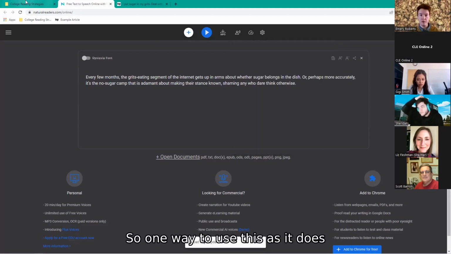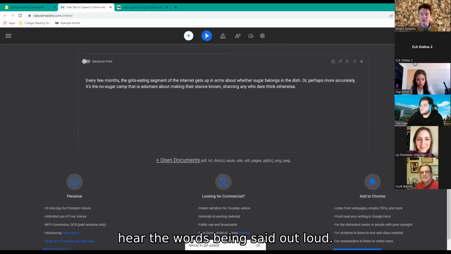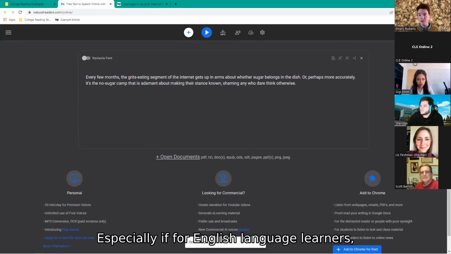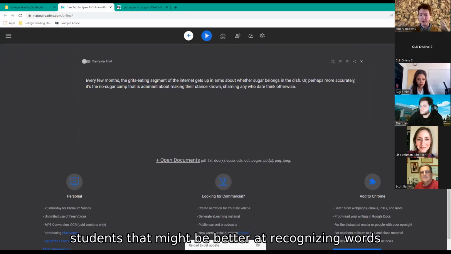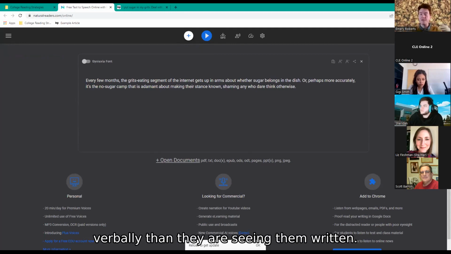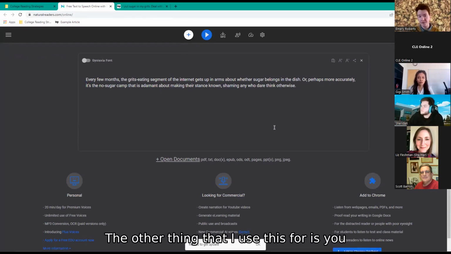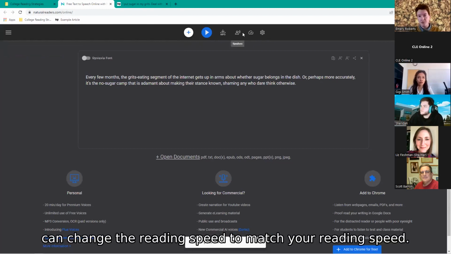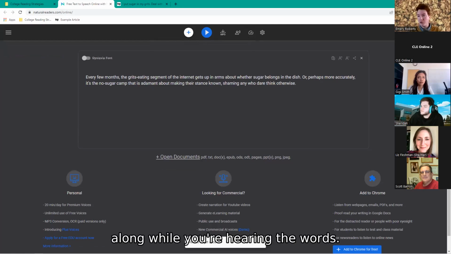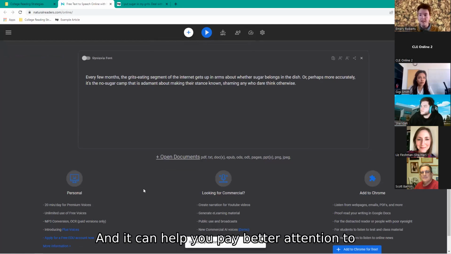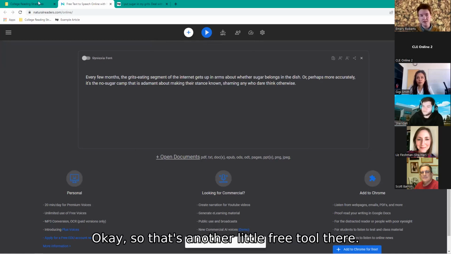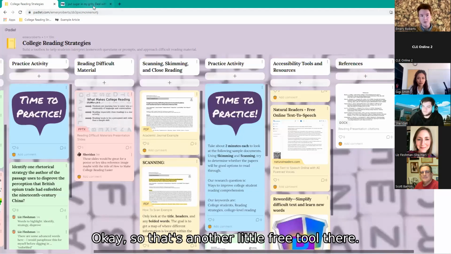So one way to use this is it does make it easier if you can hear the words being said out loud, especially for English language learner students, who might be better at recognizing words verbally than they are seeing them written. The other thing that I use this for is you can change the reading speed to match your reading speed, play it, and then follow along while you're hearing the words. It can help you pay better attention to the text and retain more information. Okay, so that's another little free tool there.